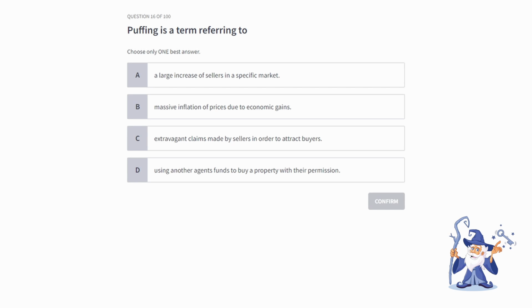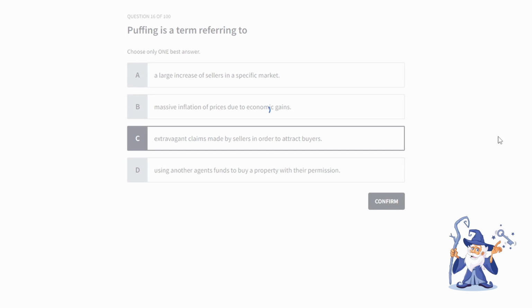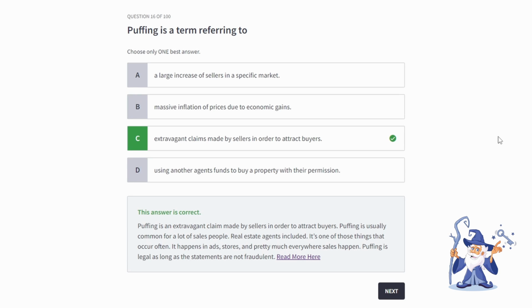Okay, puffing. What is puffing? Well, the correct answer for this one is obviously C. So puffing is an extravagant claim made by sellers in order to attract buyers. Now, puffing is usually common for a lot of salespeople, real estate agents included. It's one of those things that occur often, happens in ads, stores, pretty much everywhere sales happen. Puffing is legal as long as the statements are not fraudulent.